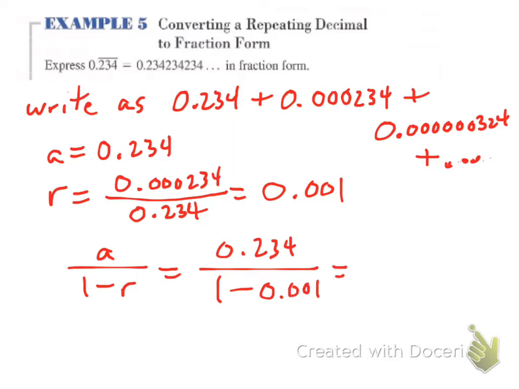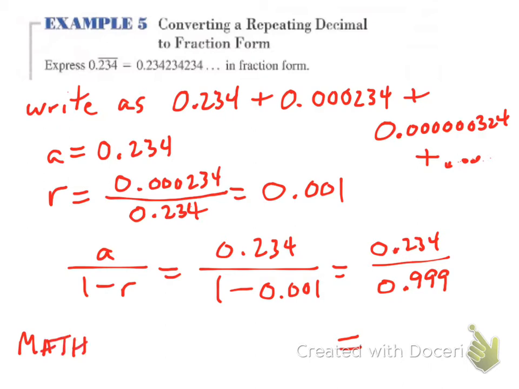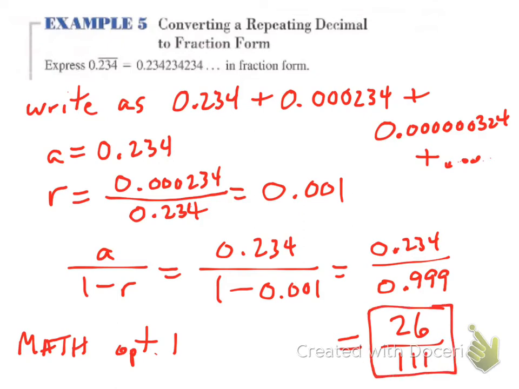Now, what you're going to want to do is divide 0.234 over 0.999, and you're going to get a decimal. So math button, option 1, I believe, and then hit enter twice. You're going to come up with 26 over 111. So that fraction gets you 0.234 repeating. That's how you can convert from a repeating decimal to a fraction.